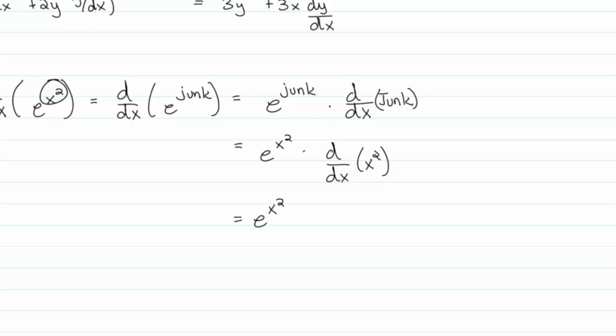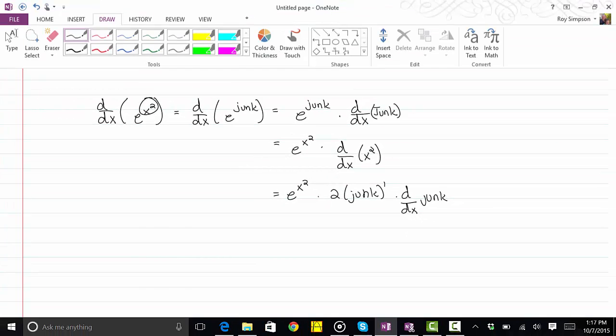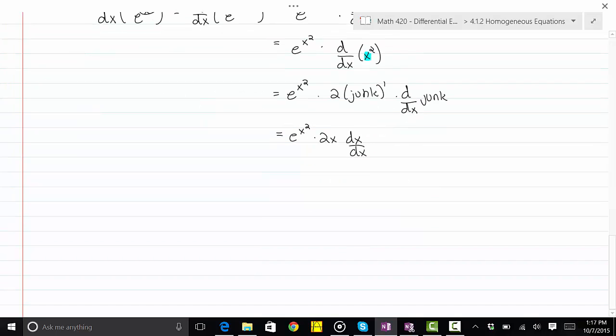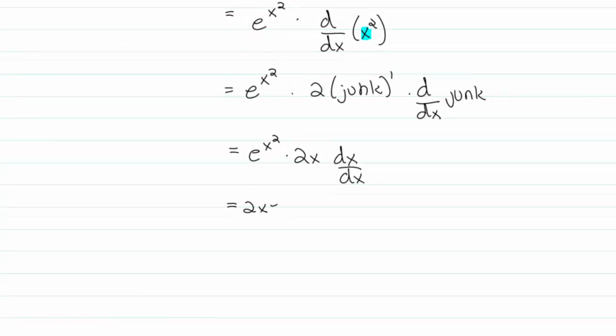That's e to the x squared times the derivative of junk squared, which is 2 times that junk to the first power times the derivative with respect to x of that junk. What's playing the role of the junk in this problem at this point is x itself. x was being squared, so all those words that say junk there will just say x. So we'll have e to the x squared times 2x dx dx, which is just 1. So cleaned up, this will be 2x e to the x squared.